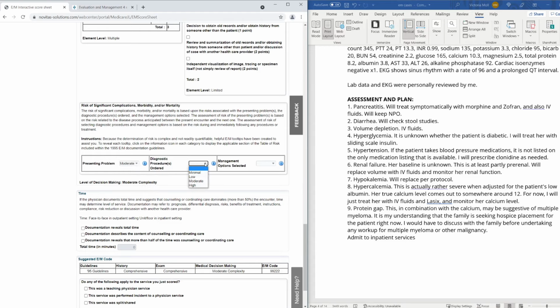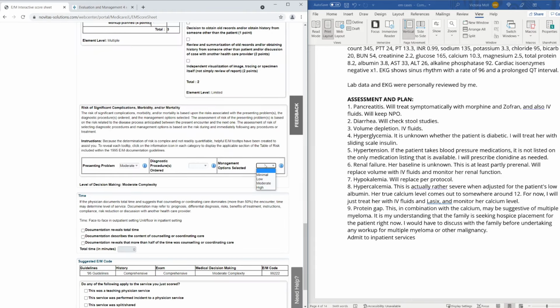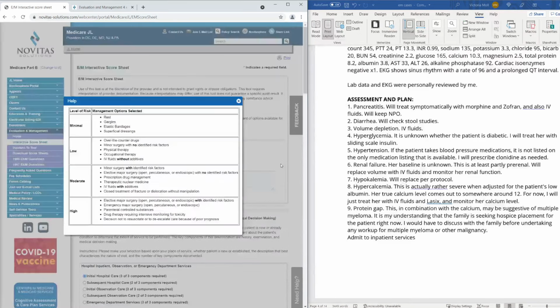We're not ordering any diagnostic procedures. Let's take a look here. Did we do labs, x-rays? Not really seeing a lot ordered. And we only need 2 out of the 3 here. So what are our management options? We definitely have some prescription drugs, right? Morphine, Zofran, etc. We're not doing major surgery.